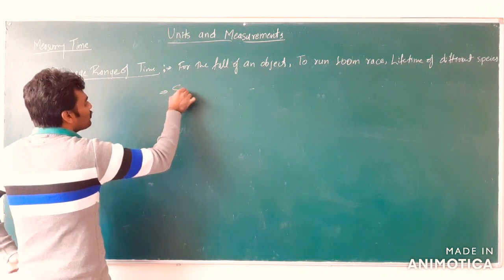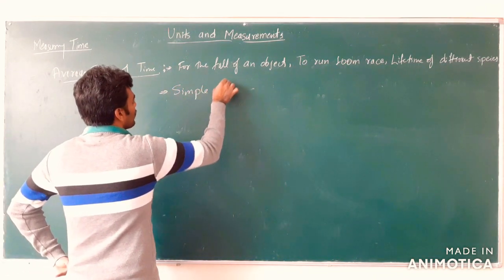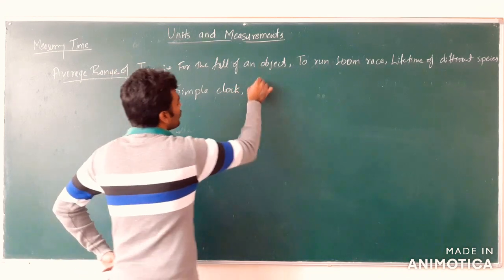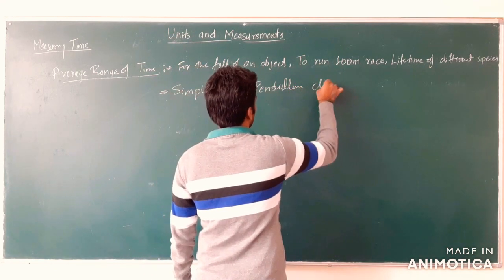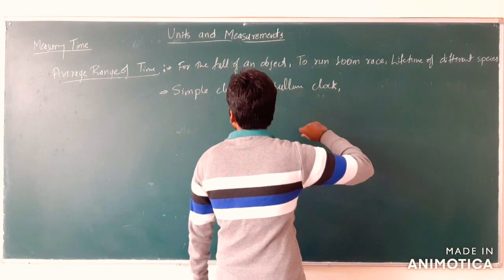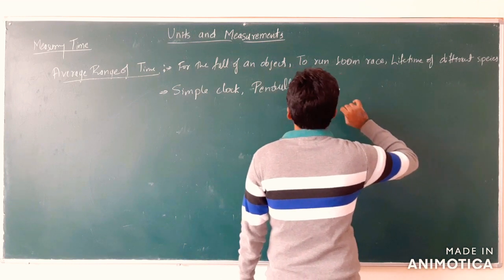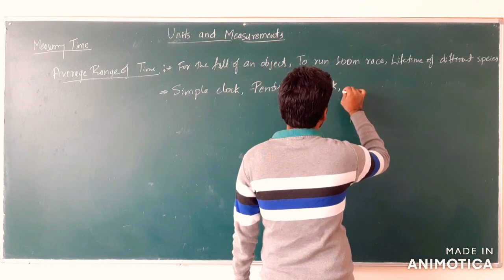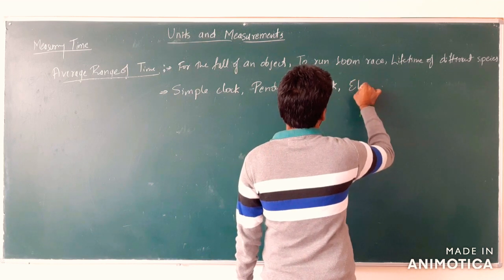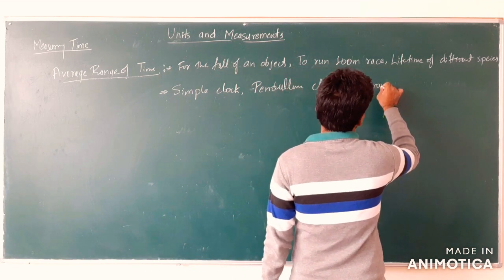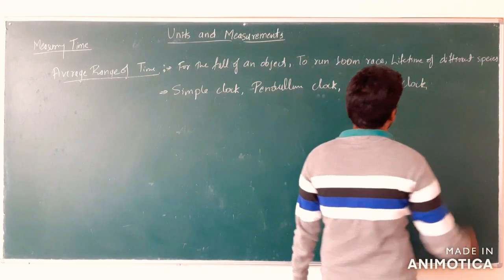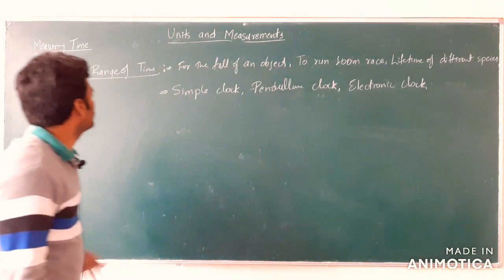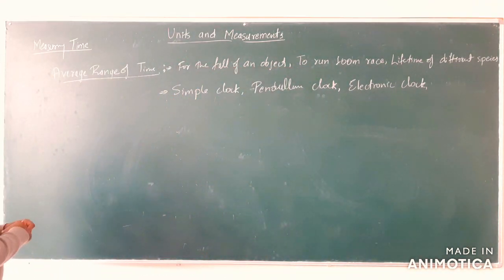One is the simple clock. Pendulum clock can also be used. And even we will make use of clocks like electronic clock or electronic watches. These days we have smart watches and all. Okay, that's fine. These are the tools or devices that we make use of to measure average range of time.